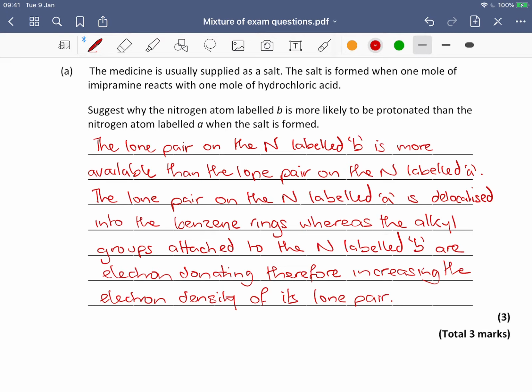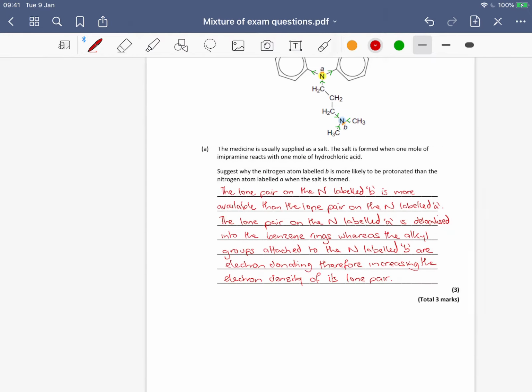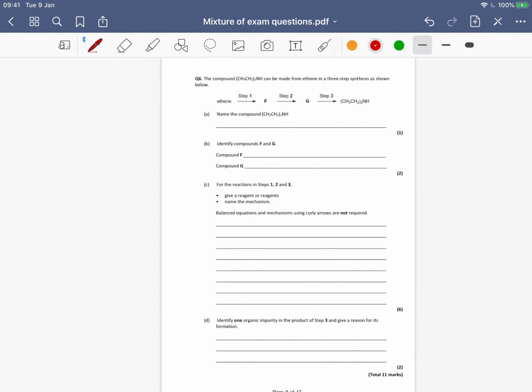So that actually is quite a lot of writing for 3 marks, whereas quite often 3 mark questions don't require as much writing as that. Let me know if you've got any queries about that. Okay.